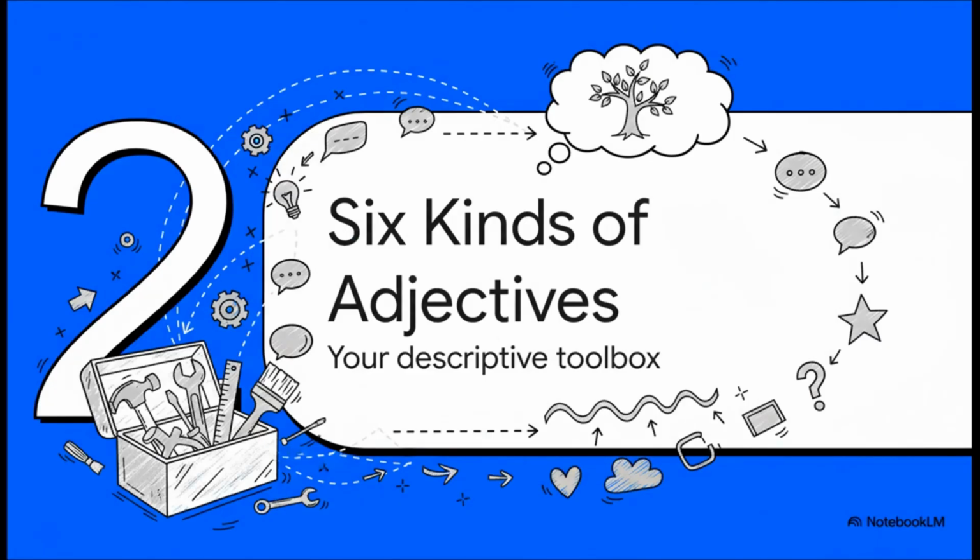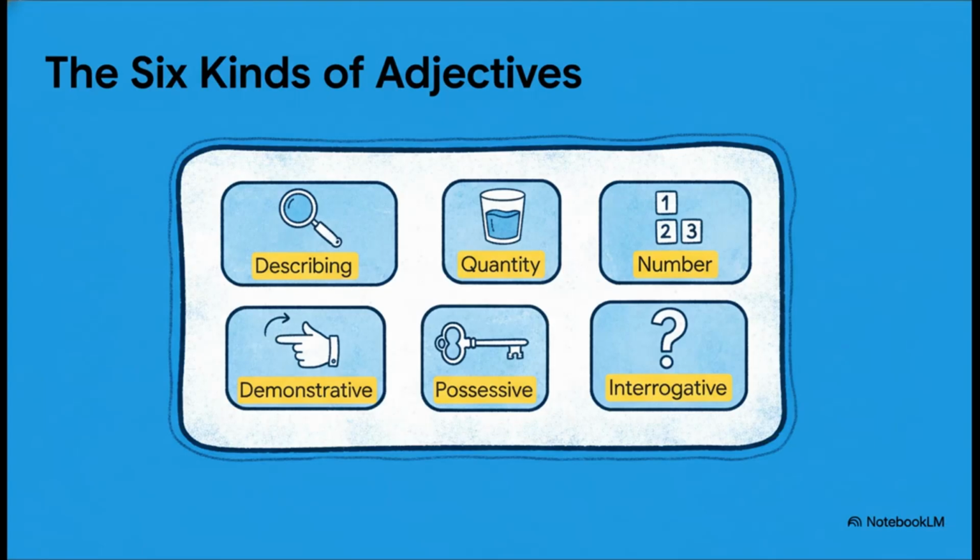Okay, so we know adjectives add detail, but not all adjectives are created equal. They do different jobs. It's kind of like having a toolbox where each tool is designed for a specific task. Let's open up that box and see what's inside. And here they are, the 6 main tools. First, you've got your describing adjectives. These are the ones we think of most, like a happy dog or a sunny day.